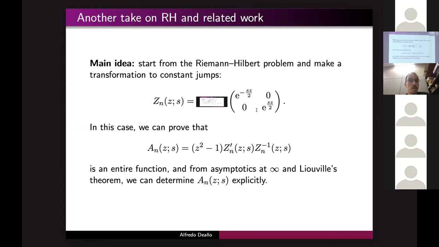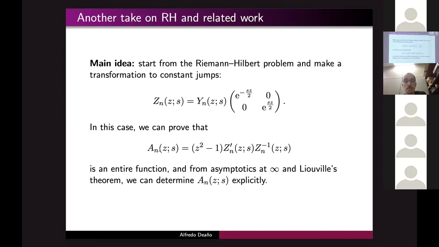Instead of doing all the steepest descent work, you just, in this case very simple because the weight is exponential, multiply by this diagonal matrix, and then you can check that the jump for this matrix Z_n becomes constant in z, in s and in n. And then if you construct something like this, so you take the derivative of Z_n times the inverse, you can prove that the derivative has the same jump as Z_n because the jump is constant. The inverse has the inverse jump, so they cancel each other. And then you multiply by this factor z squared minus one because you have finite endpoints where you can introduce poles when you construct this product. But if you compensate this pole with z squared minus one, then you have an entire function.